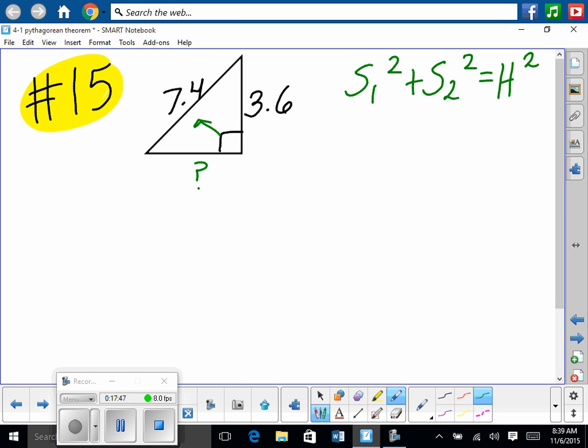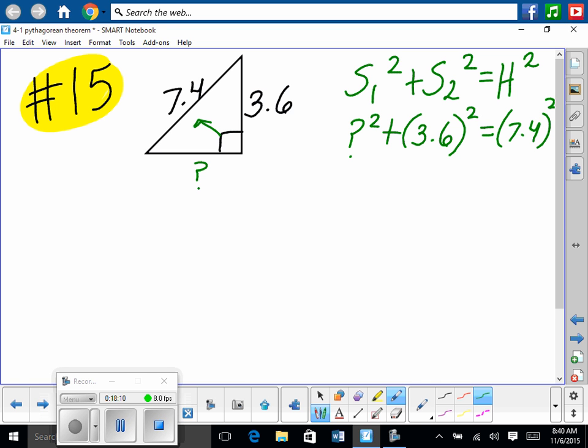So we're going to do side 1 squared. Well, I'm going to call that question mark because that is one of the sides. So question mark squared plus side 2 squared, that would be 3.6 squared. So 3.6 squared is equal to the hypotenuse squared. So 7.4 squared. Does everybody see how I set it up?